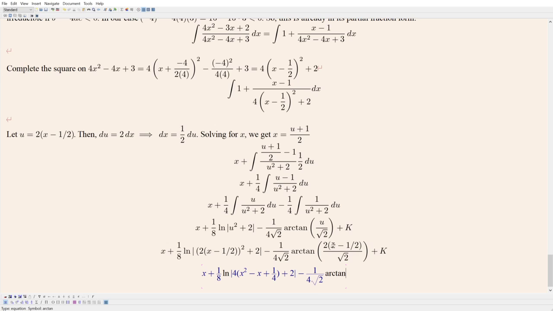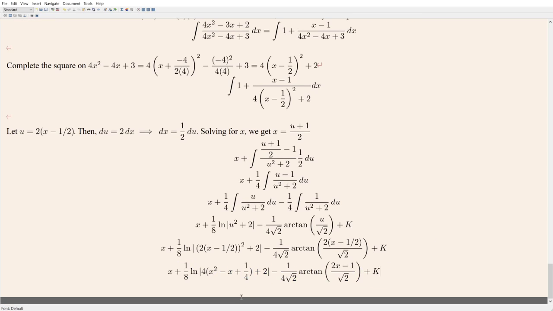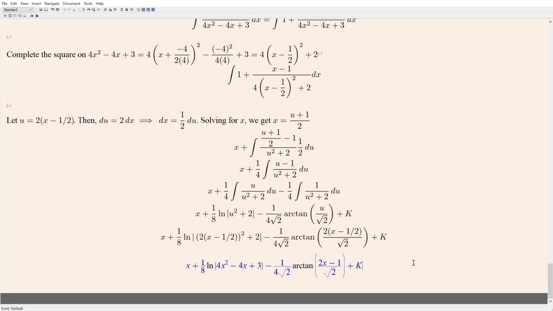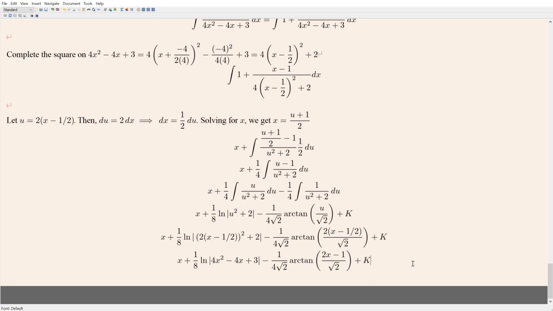But with this bit, he would probably want you to take this 2 and distribute it, which is not bad, because that means this 1/2 is going to get canceled. So 2x minus 1 over root 2. And then we can clean this up a little bit too by distributing this 4. So 4x squared minus 4x plus 1, and then plus 1 plus 2 is 3. And that is indeed the form that it's in the book.